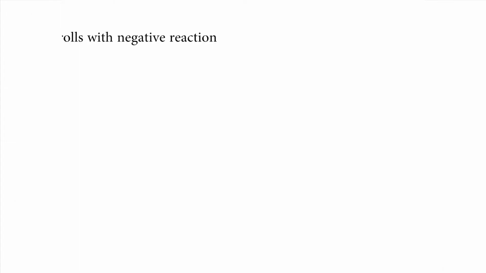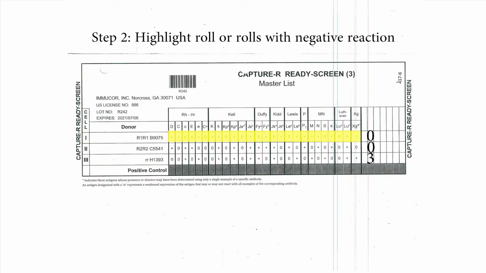Step 2. Highlight row or rows with negative reactions. This step may not be necessary once you become more familiar with it, but to start out, I would suggest you highlight all the rows with negative reactions. So in this example, you will highlight the first and the second row because these are the ones that have negative reactions.